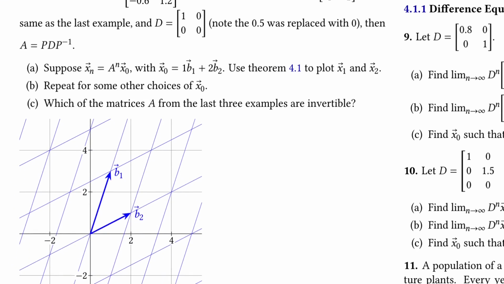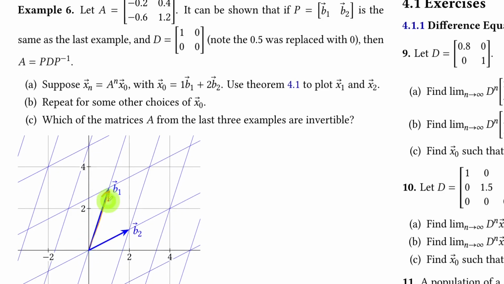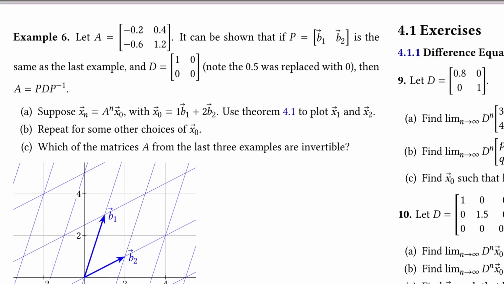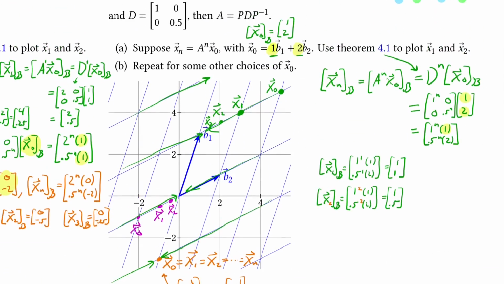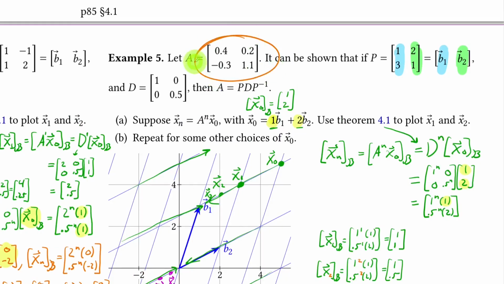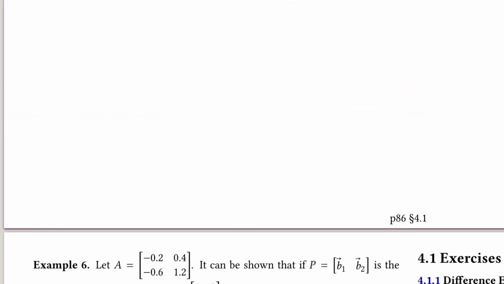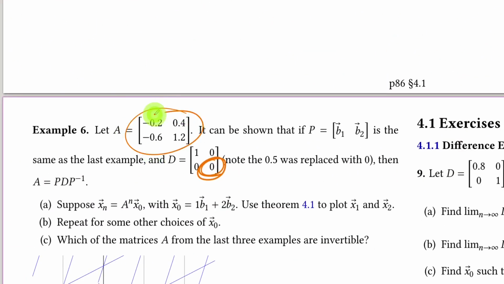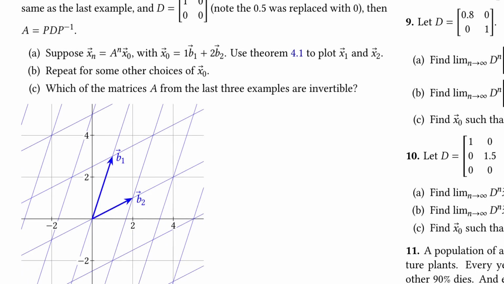Here we have the same b1 and b2 as the last example. The difference is that the diagonal matrix is different. It now has a 0 here, whereas we had a 0.5. And you can tell that makes the matrix itself come out pretty different as well. Now we've got something totally different. We're still starting at the same beginning x0 point over here.